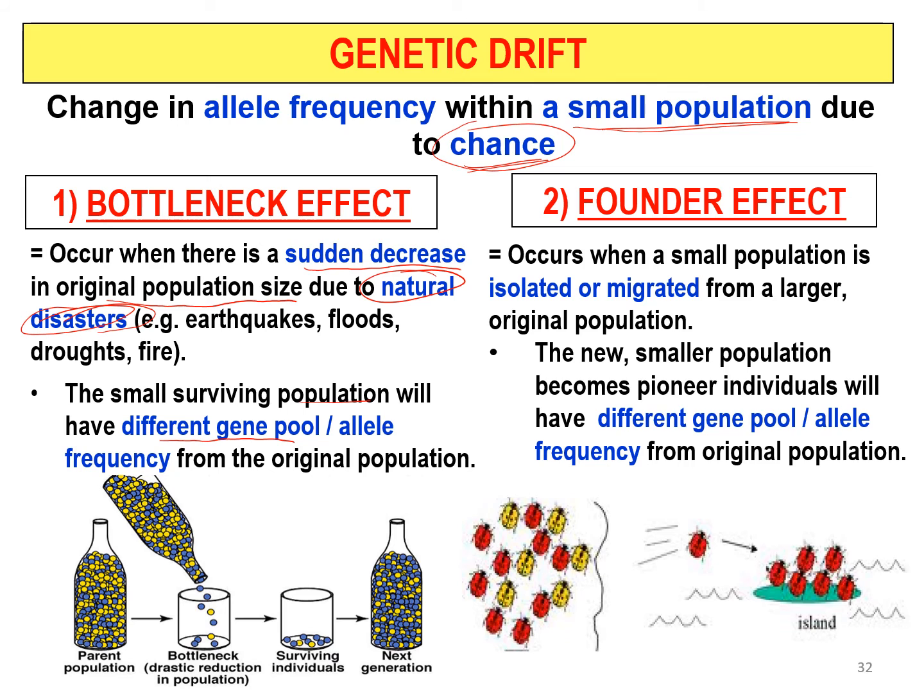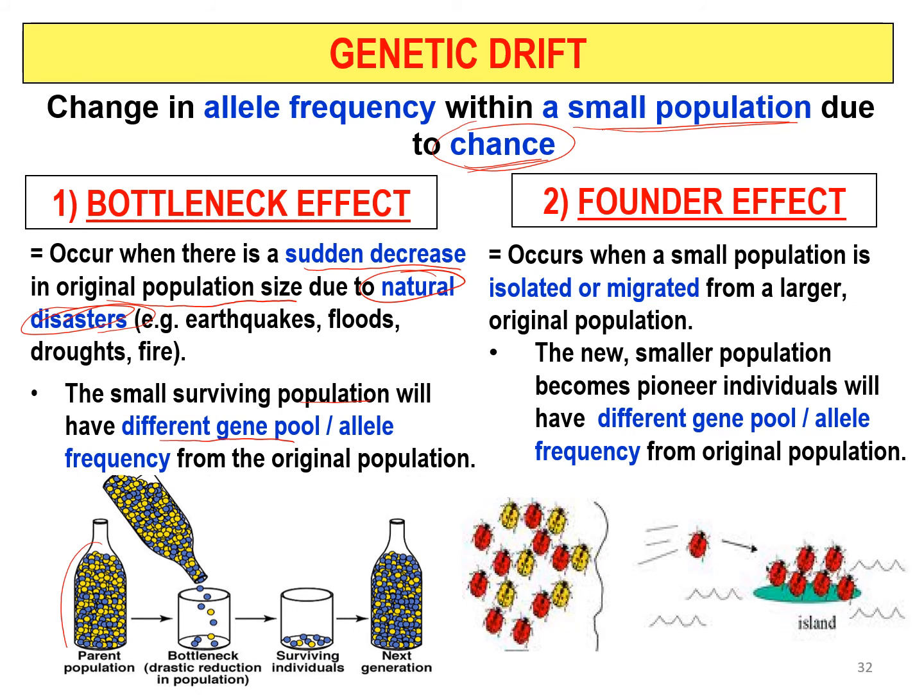Mungkin sebahagian yang mati itu adalah yang rambut kerinting, yang tinggal sedikit saja yang rambut kerinting. Jadi dia akan mengubah kepada gene pool. Dan dia by chance lah, maknanya natural disaster, dia tak memilih siapa yang akan mati kan. Datang tsunami terus, tak kira siapa ada, hanyut. So bottleneck effect.